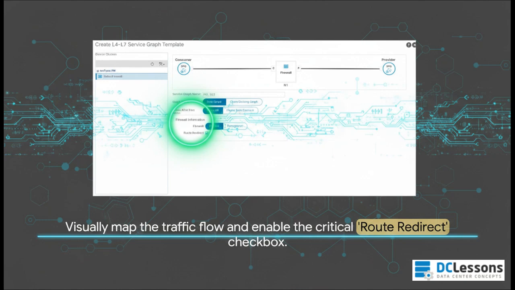But, and this is huge, for PBR, there's one little checkbox on this page that is absolutely everything. See that route redirect box? You have got to make sure that's checked. If you miss this, the whole thing falls apart because this is what tells the graph to use our special policy instead of just routing normally.